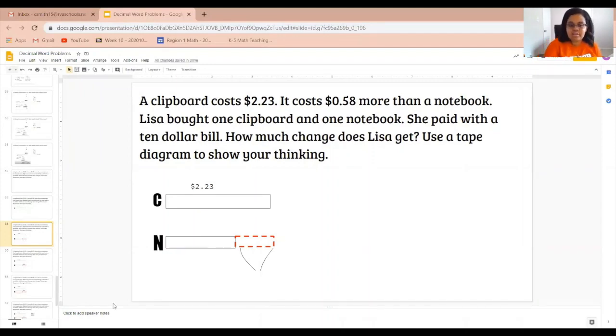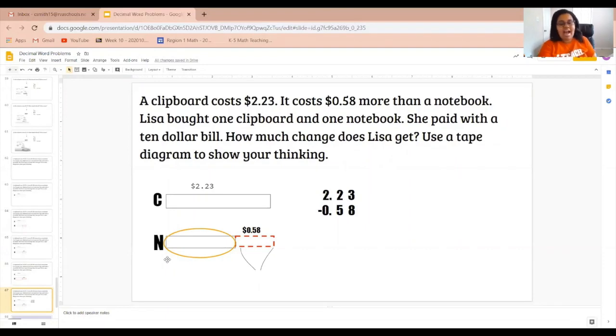So if I take the price of a notebook and I add a certain amount onto it, I'll have the price of a clipboard. That amount that I could add onto it is 58 cents. So we're looking to find the price of the notebook now. How am I going to find the amount of that bar there? If you said subtraction, you're right. I need to subtract 58 cents from $2.23 in order to find the price of the notebook.